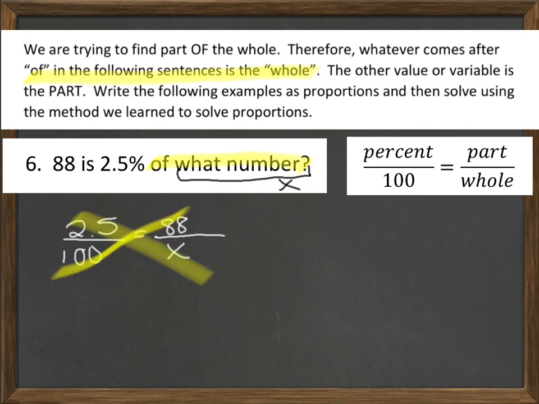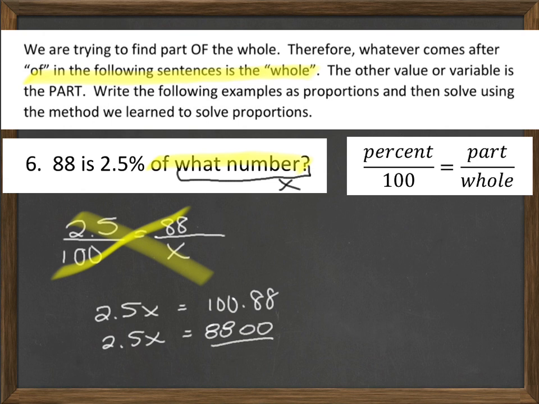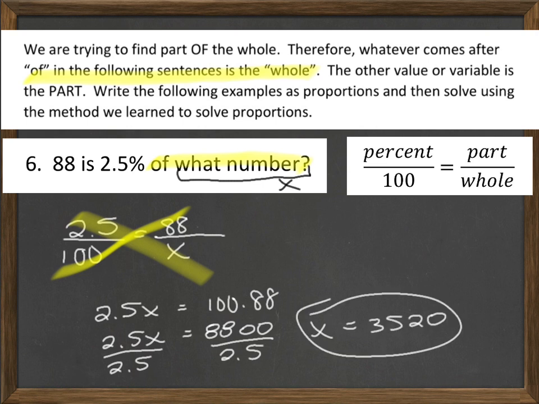Once again, we cross multiply and solve. So we have 2.5x is equal to 100 times 88. So that gives us 2.5x is equal to 8,800. Divide both sides by 2.5, and we find that x is equal to 3,520.